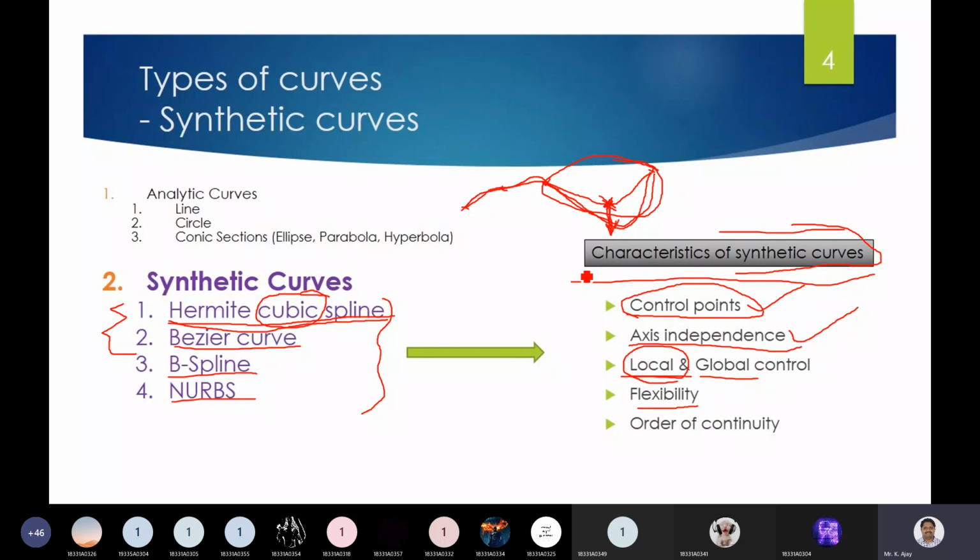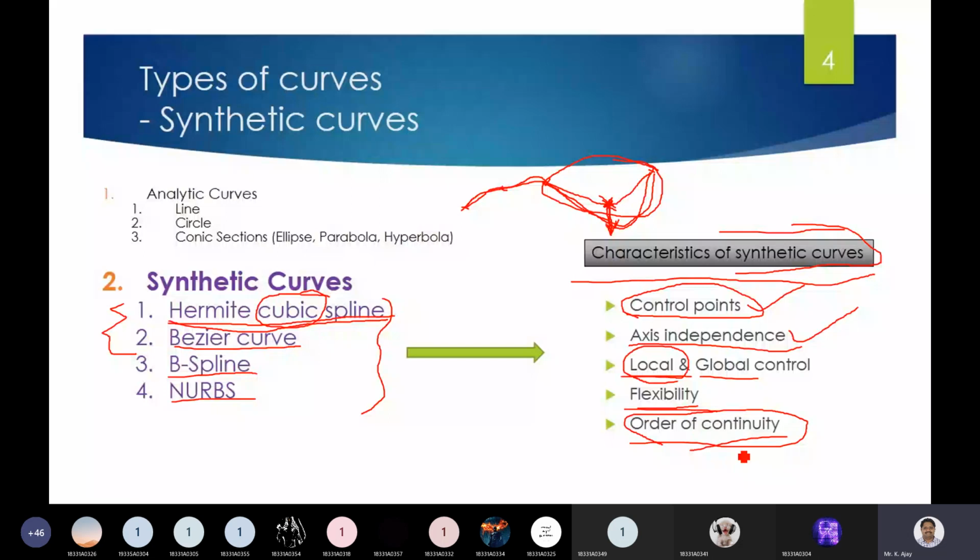Most of the designers like to go for the synthetic curves for many varieties of requirements, like car dashboards, outer surfaces, or aeroplane bodies. All are different. You cannot get such kind of surfaces by using analytical curves. Only you have to go for the synthetic curves. Okay, so it has a lot of flexibility also, and order of continuity. This is also another key factor. You can play with the continuity also, the order of the continuity.